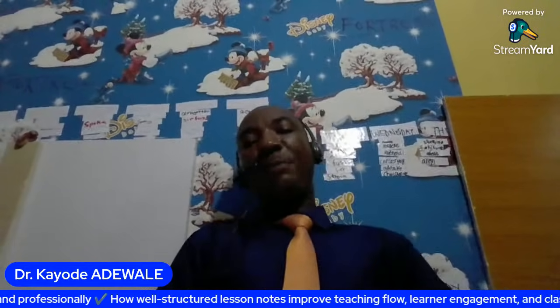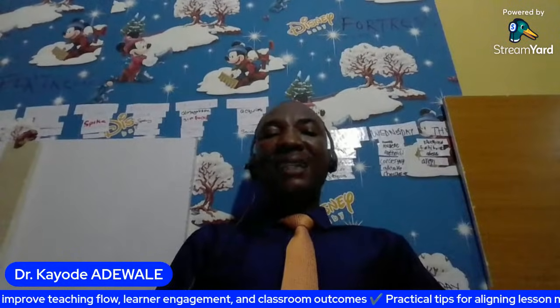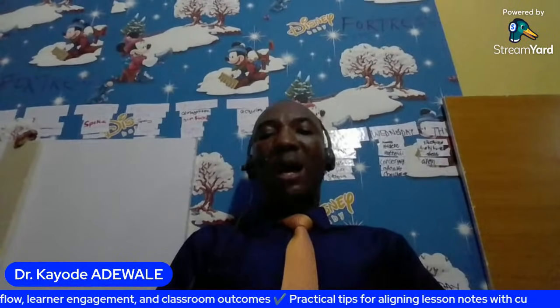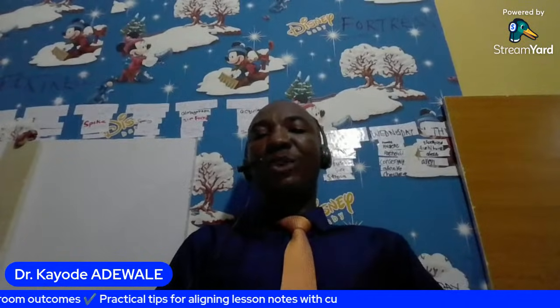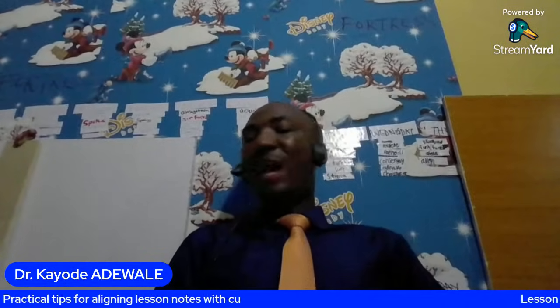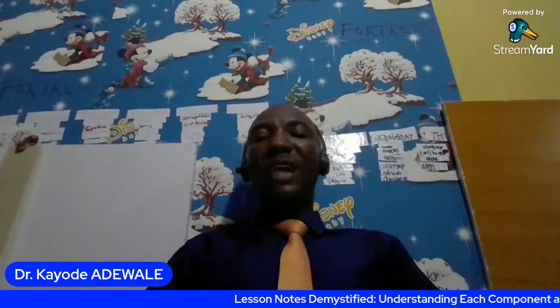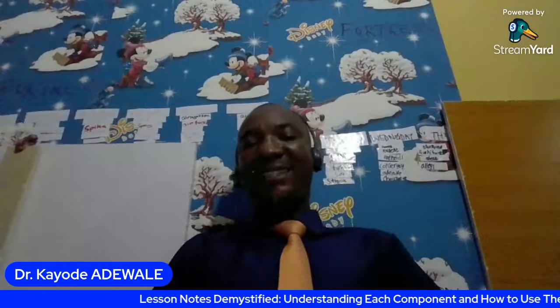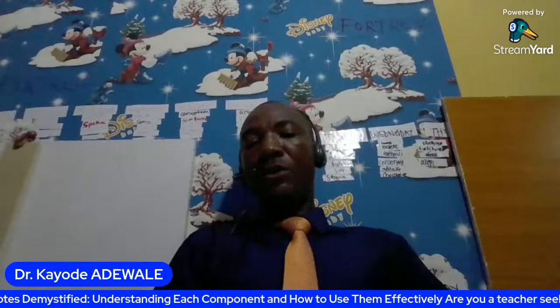So now my entry behavior, or the previous knowledge: students can identify whole parts, students can identify whole numbers, and have previously learned division of objects into equal parts. That means I'm sure that in my previous class, I have taught them division of objects into equal parts, which is going to serve as my entry behavior.